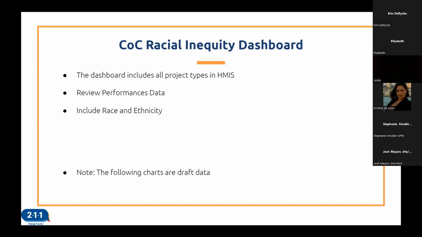I just want to give a quick summary of the feedback we received previously that helped us develop the COC Racial Inequity Dashboard. This dashboard will include all project types in HMIS. We will be reviewing performance data that a handful of agency admin expressed they're interested in reviewing. We also got feedback that you are interested in reviewing race and ethnicity when reviewing these performance data. As Erin noted, the following charts are draft data, so please let us know if you have any suggestions or feedback so that we can continue to work on this dashboard and include data sets that you're interested in reviewing.